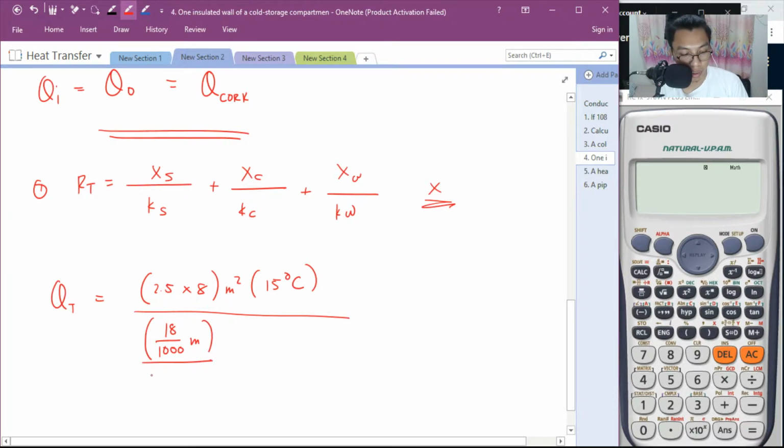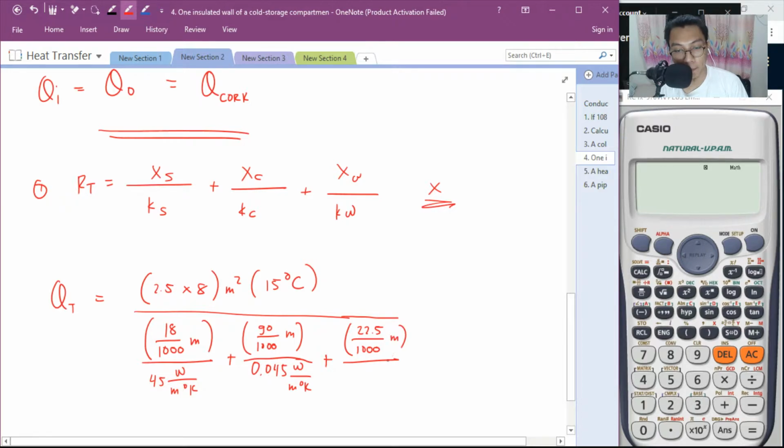Ano ba yung K niya? 45 watt per meter degree Kelvin. Plus, yung taas, yung sa cork, 90 divide by 1,000, kasi millimeter yan, maging meter. Tapos, yung kanyang value, 0.045 watt per meter degree Kelvin. Plus, yung value nito, 22.5 divide by 1,000 meter. Tapos, 0.18 watt per meter degree Kelvin.